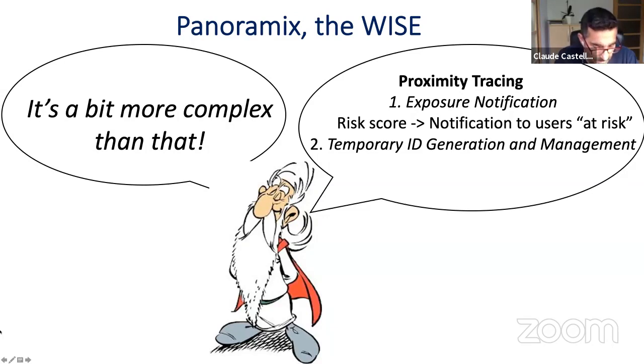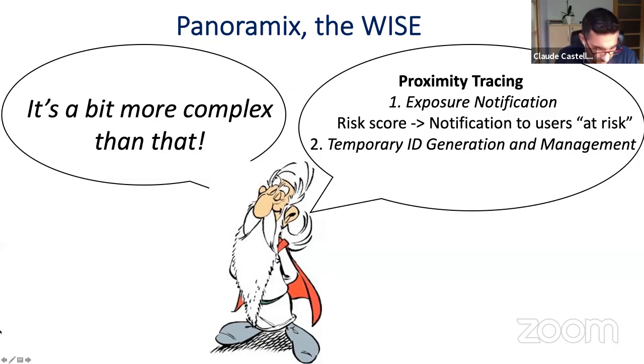And if you look at proximity tracing, there are basically 2 main components, right? So there is this exposure notification component. This is where the risk score is computed, and as a result of the score, the notification is sent out to the user at risk or not. And then you have another module, which is basically the temporary ID generation and management module that generates and manages the pseudonyms. Okay, but let's listen to Asterix and Obelix arguments.